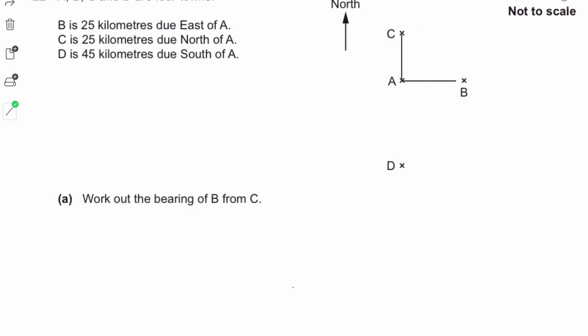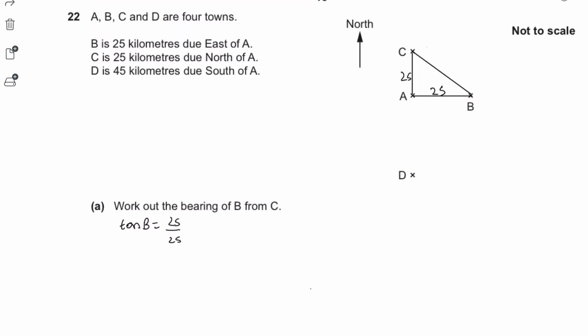So to approach this question, I'll simply draw a right angle triangle. And here we want to find the bearing of B from C. So this would be 25, 25. So tan B equals 25 over 25. So tan B equals 1. B would be 45 degrees.